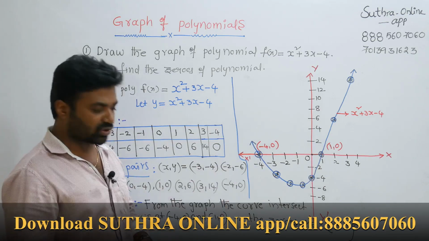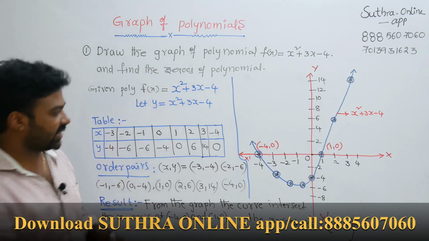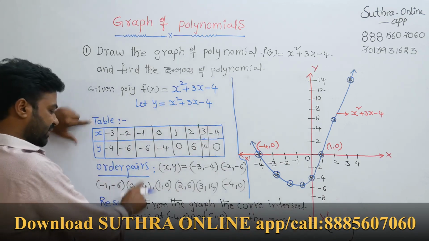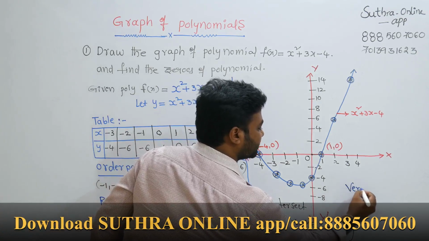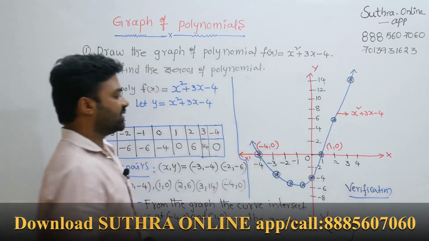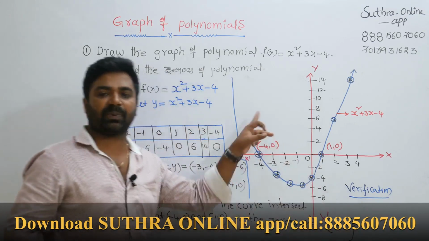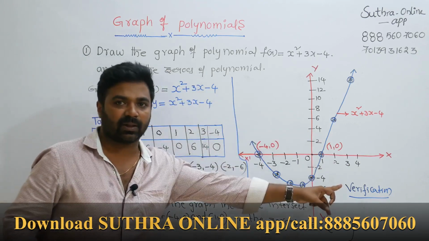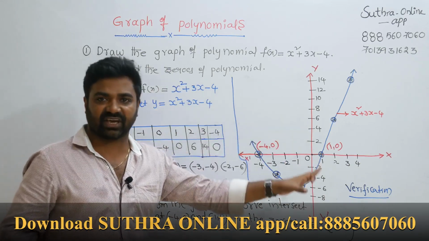At last we have to write the verification also. See, it is the first subheading, second subheading, third subheading. Next, the fourth subheading is verification. Verification means, in the given polynomial substitute minus 4 and 1. Substitute x equal to minus 4, then f of minus 4 we will get 0, and taking x equal to 1, f of 1 we will get 0. So that is the verification.